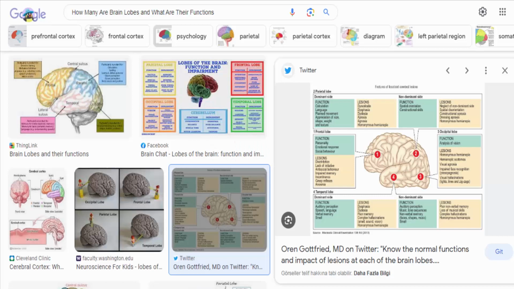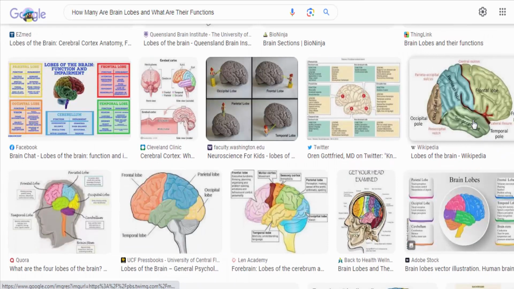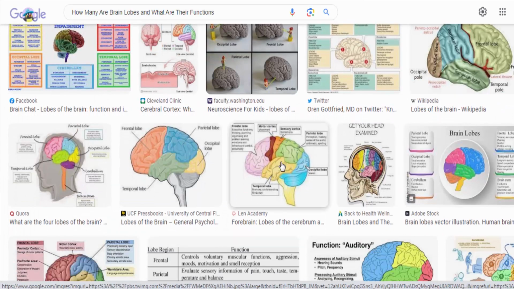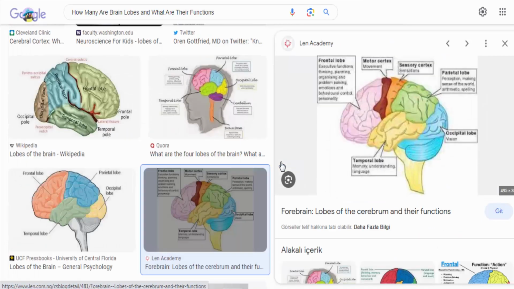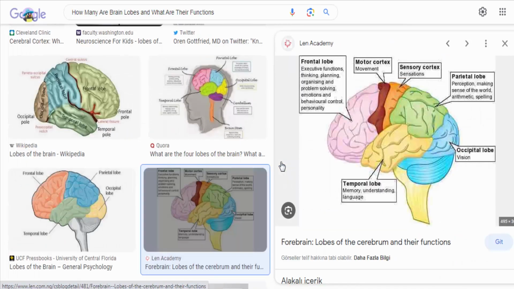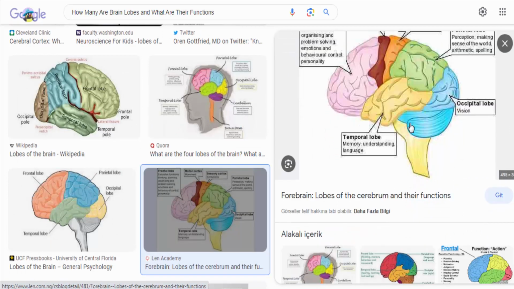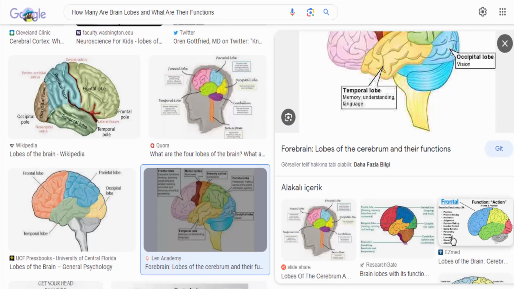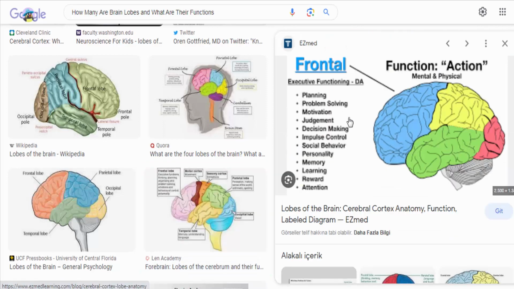Temporal lobe. The temporal lobe is located on the sides of the brain, near the temples. It is responsible for auditory processing and interpretation, memory formation, language comprehension, and visual perception. The temporal lobe also houses the hippocampus, a structure vital for the formation of new memories.